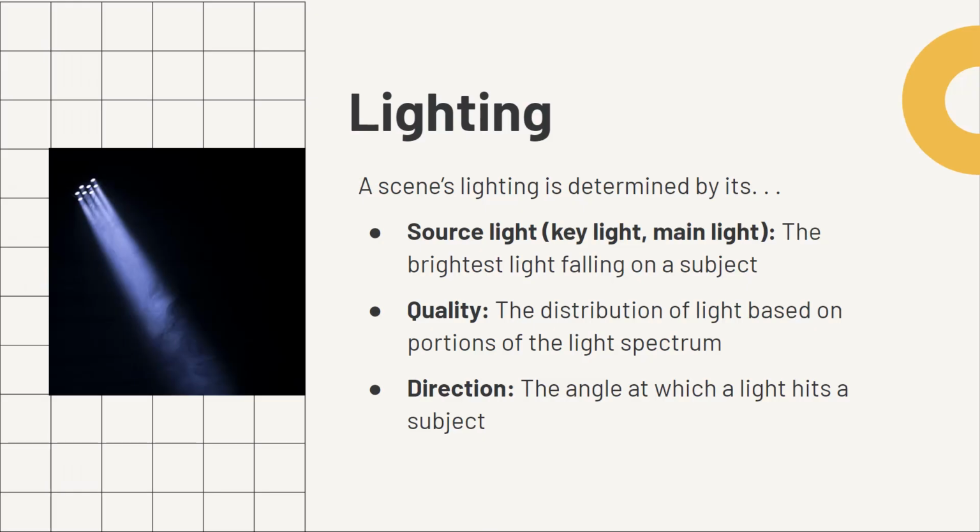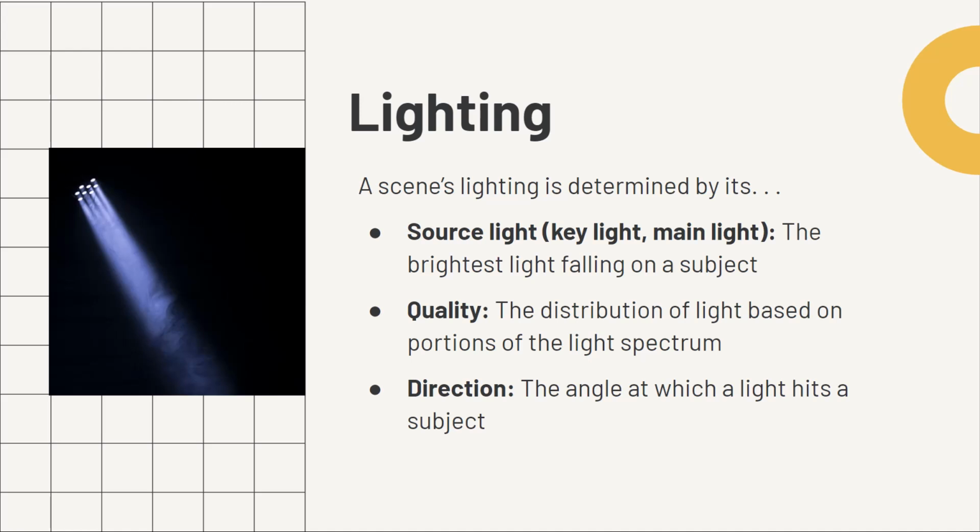Lighting is another key component to cinematography because it enables the viewer to see what's happening on screen. A shot's lighting is largely determined by its source light, also known as its key light or main light. The source light is the brightest light falling on a subject. A source light might be natural, such as daylight, or artificial, such as a spotlight.